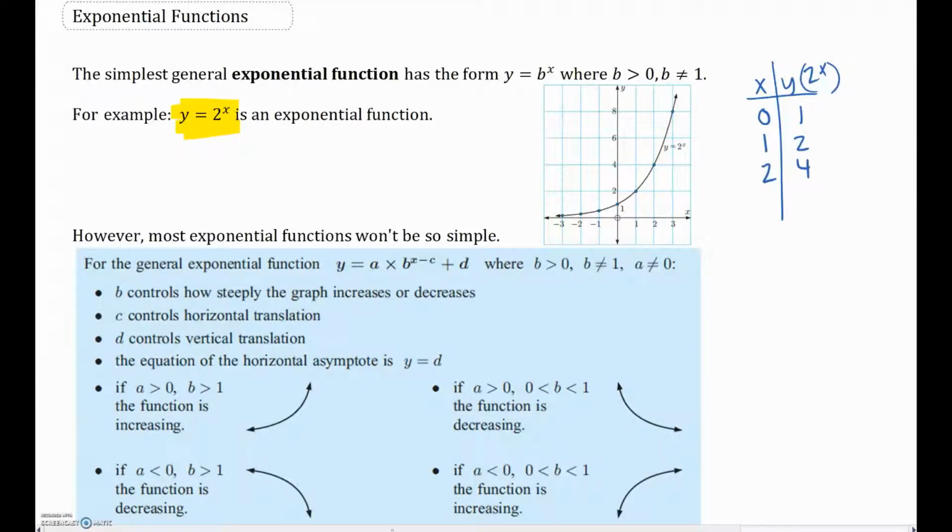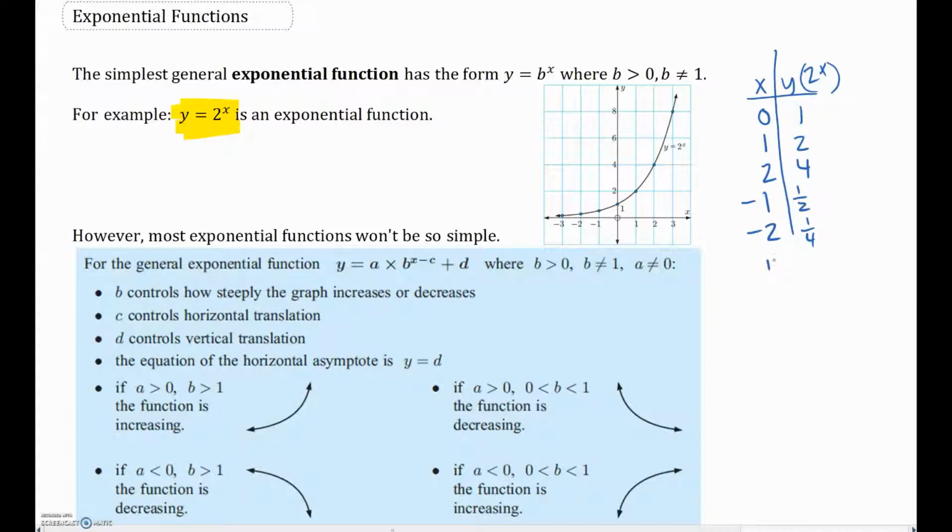I can also do things like maybe a half power. No, I don't know if I could do a half power. Maybe I better go negative powers. Negative 1 would be 1 over 2, so that'd be a half. And maybe negative 2, I would get 2 to the negative 2. That'd be a fourth, right? So notice I could plot all those points.